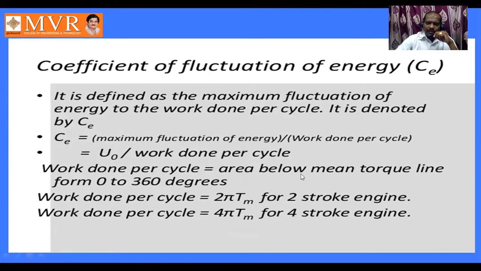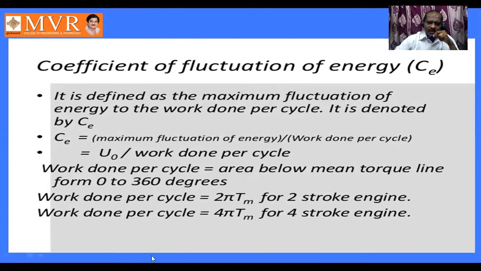So area below the mean torque line from 0 to 360 degrees. Work done per cycle is 2 pi Tm for a 2-stroke engine, and work done per cycle is 4 pi Tm for a 4-stroke engine. You have to remember that. That means for a 4-stroke engine, 360 plus 360, 720 degrees we have to complete the total work done. In 2-stroke, it has to be complete for a single rotation, that is 360 degrees only.